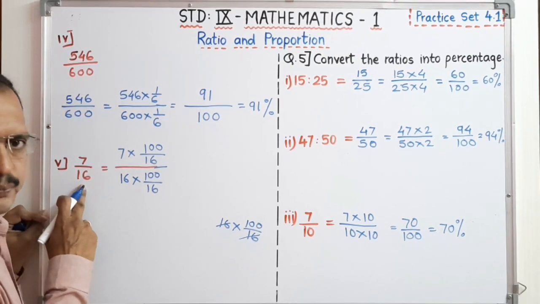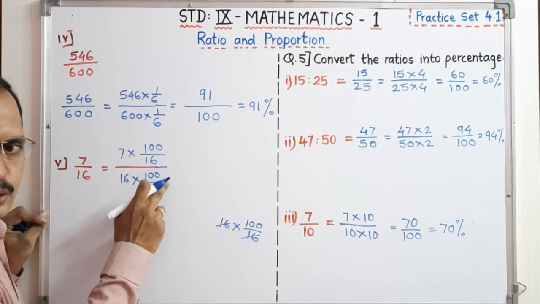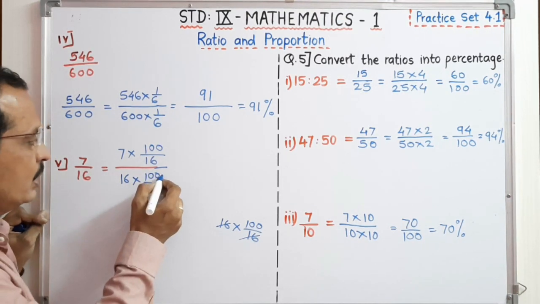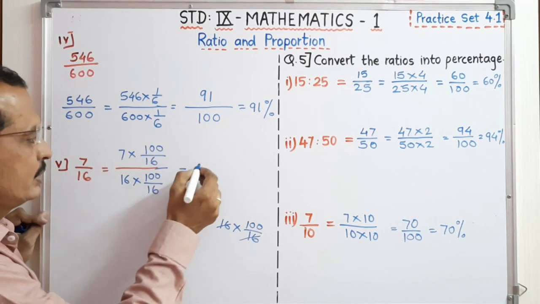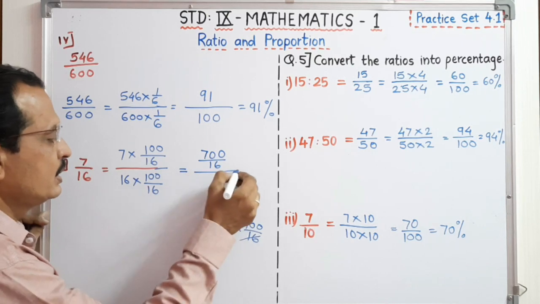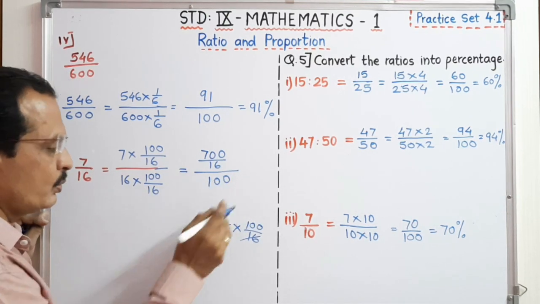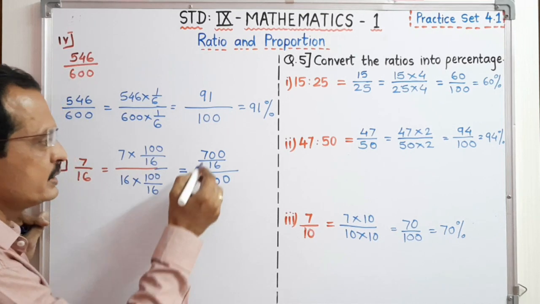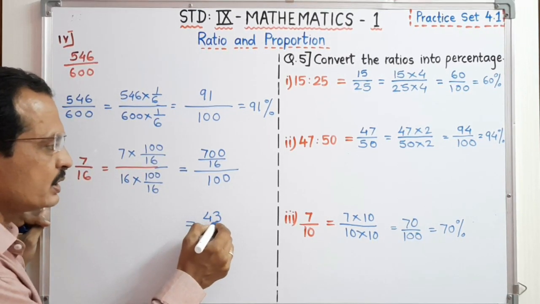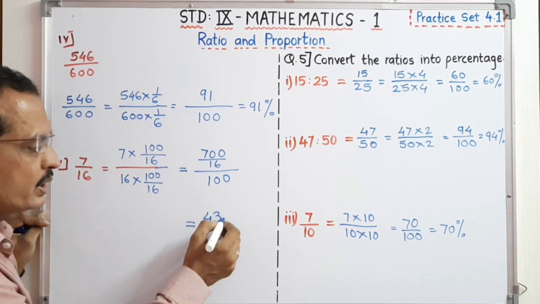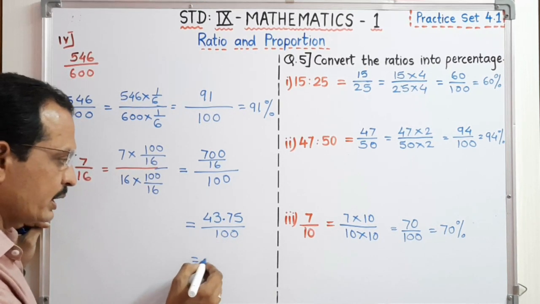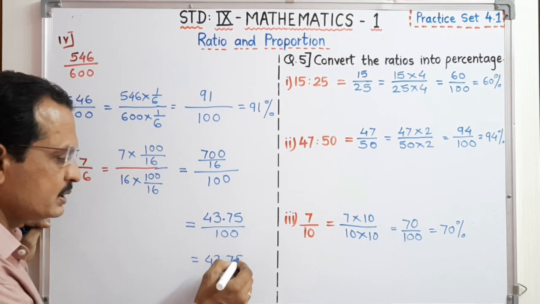Here 16 is given. We have to convert it into 100. Therefore we have to multiply this with 100 upon 16. Therefore we multiply with 7. Therefore it is 700 upon 16, divided by 100. Now if we simplify this, 700 divided by 16, we get here 43.75 upon 100. Therefore we can write here 43.75%.